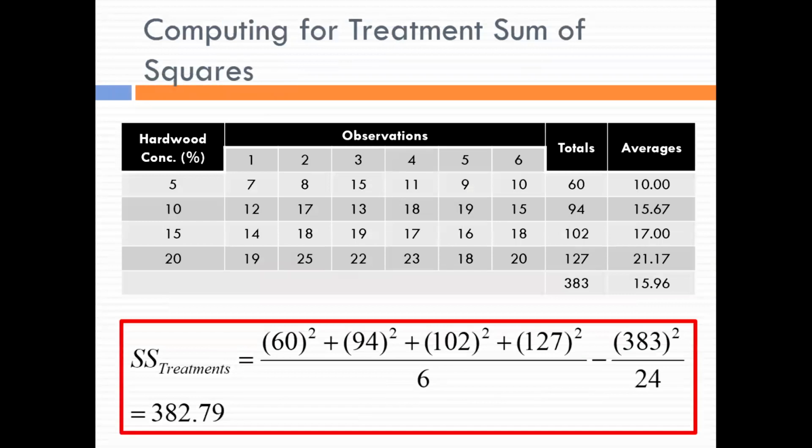Okay? So, to put it into perspective, kukunin lang natin yung column total, row total I mean. So, ito yung sum ng lahat ng observations that fall under a particular factor level. For example, itong 5%, if you take the sum, ito yung 60 na yon, and we square it, divided by the total number of observations which form this 60 value.